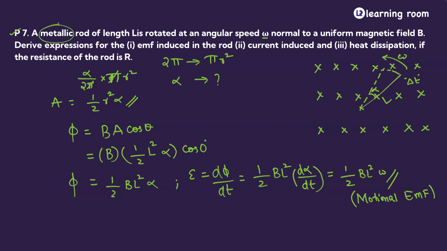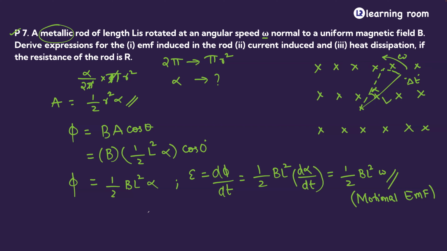So there are two formulae that you need to remember. One is BLV. BLV is going to come when the conductor has a translatory motion. Half B L square omega will come when it is having a rotational motion. So this can be remembered like a formula itself. Okay. So you can treat it as a problem, but on the other hand, you can treat it like a derivation for a formula also. Okay. This is the amount of induced EMF.